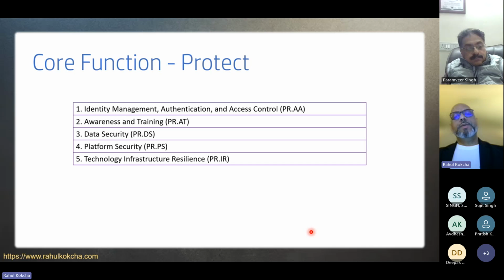Then going to the third domain, Protect. Right? So in Protect, again, we have identity management, then security awareness and training, then data security, platform security, network and system security, application security, and technology infrastructure resilience. In resilience, probably we'll talk about failovers, availability, and all that stuff.